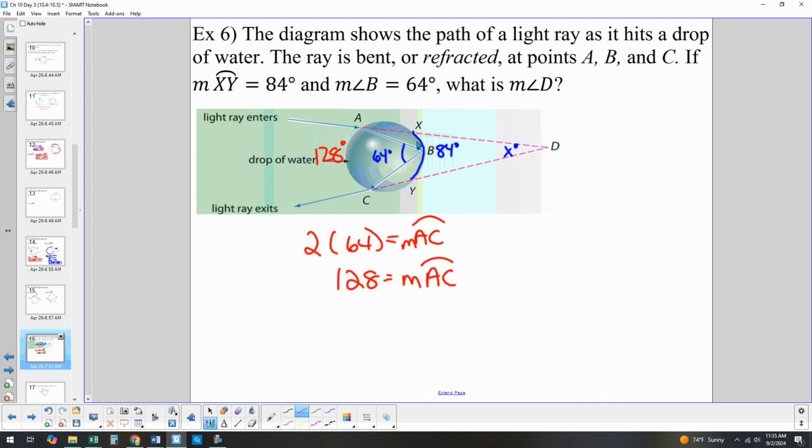And now I have an outer arc and an inner arc with my outside angle. So here we're going to do 2 times the angle equals outer minus inner. So 2x will equal 44. Cut that in half, we get 22. So the measure of angle D is 22 degrees.